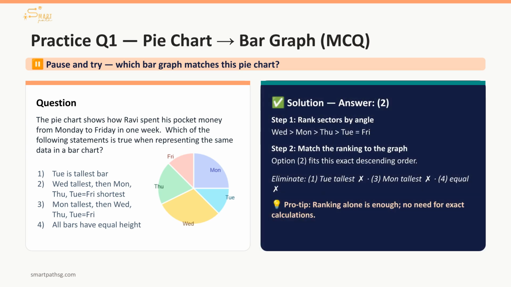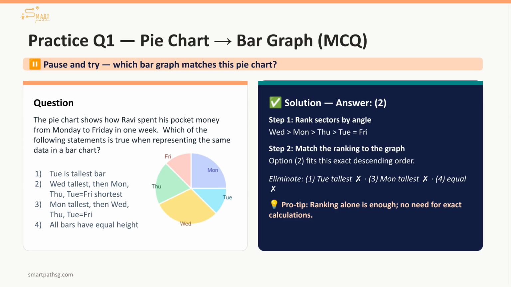To solve, rank the pie chart sectors by angle. Wednesday, Monday, Thursday, then Tuesday and Friday are equal. Option 2 matches this ranking exactly. We didn't need to calculate any exact values.